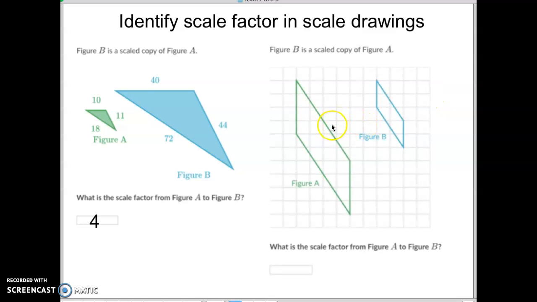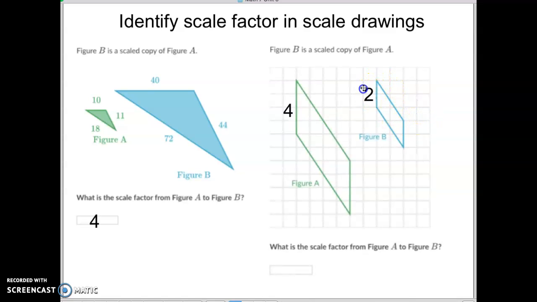Okay, here we go. Figure B is a scale copy of figure A, meaning it's proportional again. So let's find out how it's proportional. I'm going to measure this side, and then I'm going to measure this side and see how this one compares to this one. 1, 2, 3, 4. So this one's got a length of 4, so I'm going to just put that over here. This one's got a length of 1, 2, so I'm going to put that there.